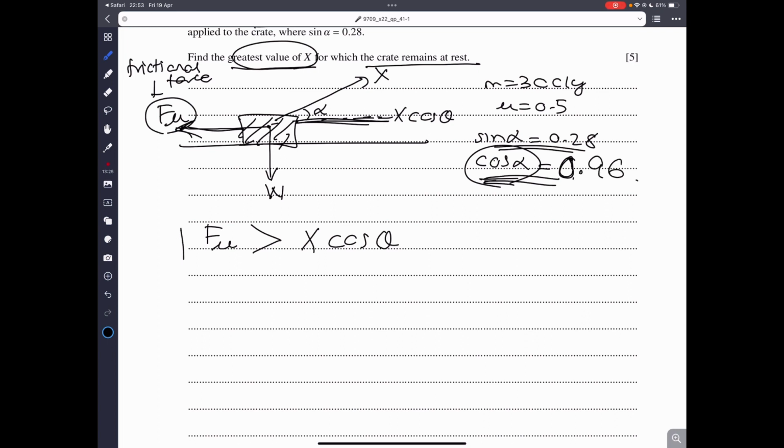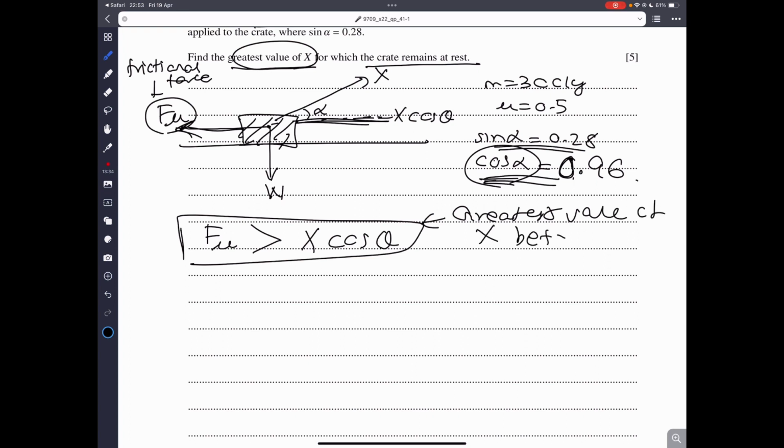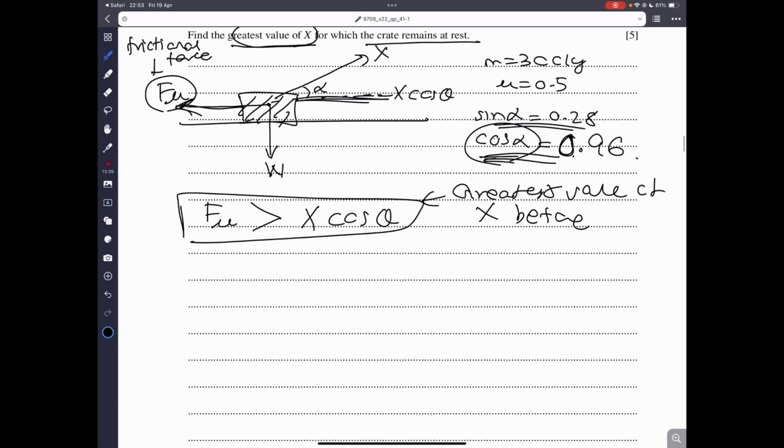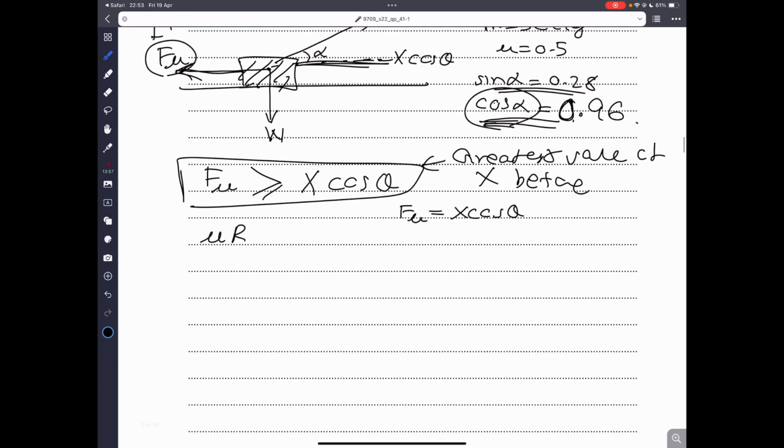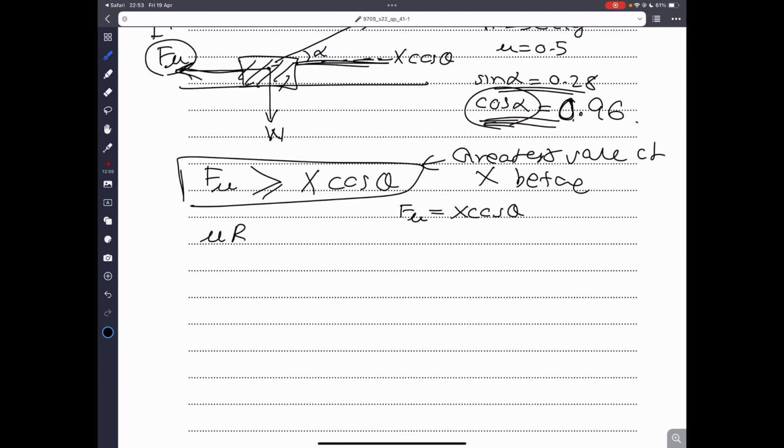Okay, so this is when x is at its greatest value before it starts moving. Basically, just before it starts moving, the frictional force equals the horizontal force. So the frictional force, which is mu R, equals x cos alpha. I'm going to find x: mu R is equal to x cos alpha. Okay, so remember, this R is the normal contact force.